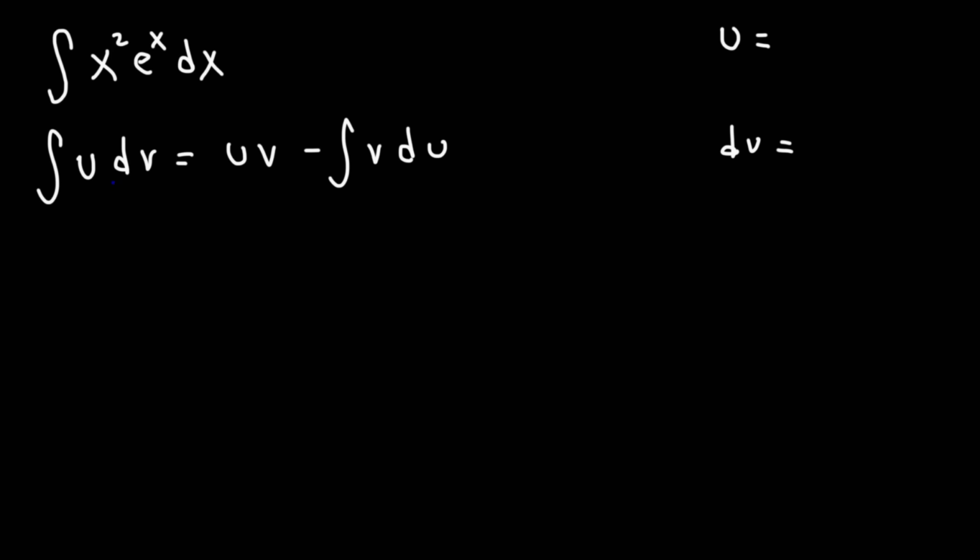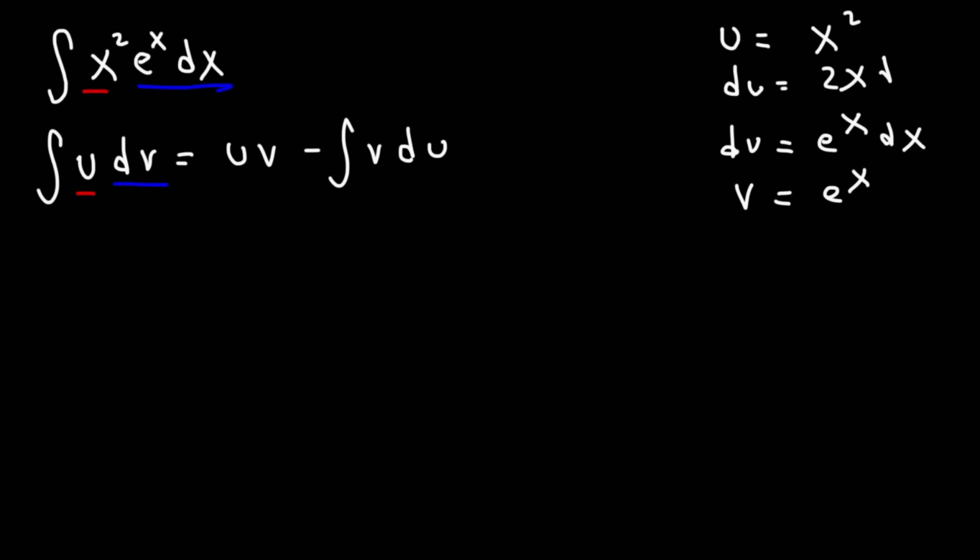I would prefer making dv e to the x dx, because once we integrate it, it's going to stay the same. And I want x squared to eventually become a constant. So this is one of those problems where you need to use the integration by parts formula twice. So we're going to make u equal to x squared. du is going to be 2x dx.